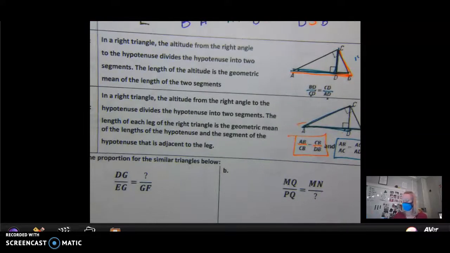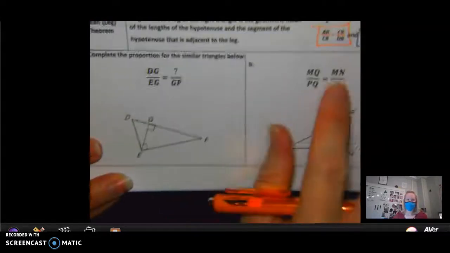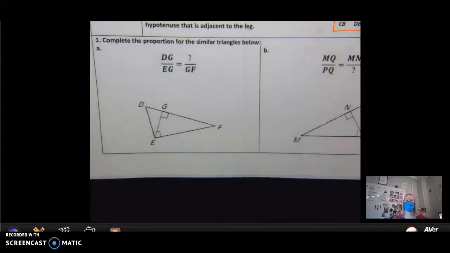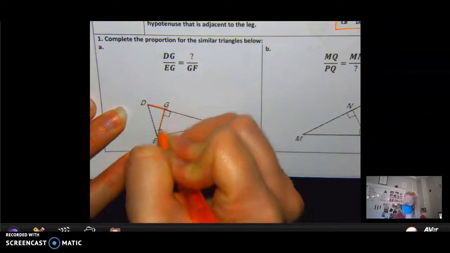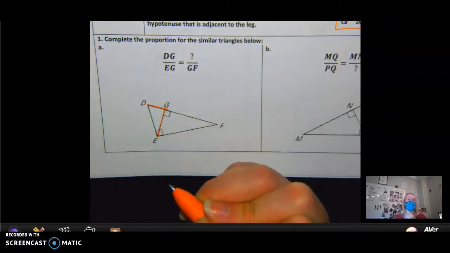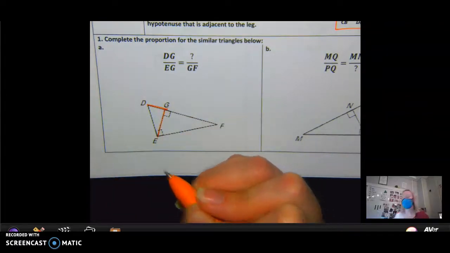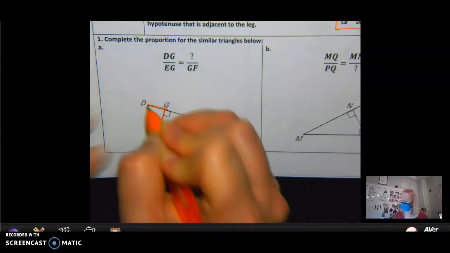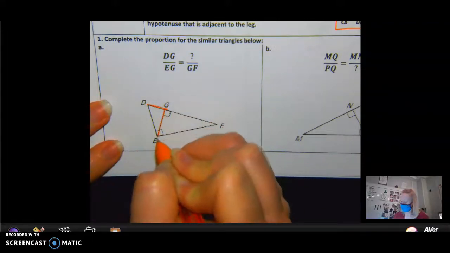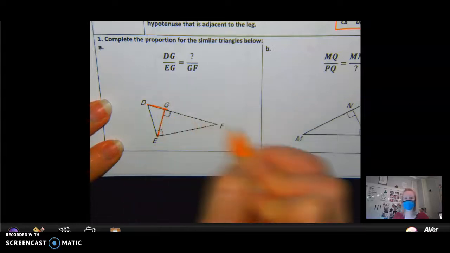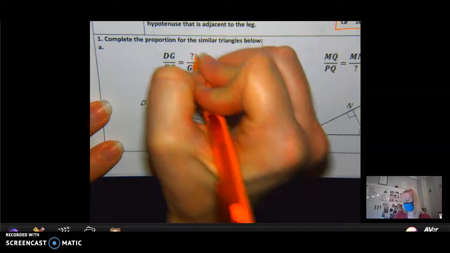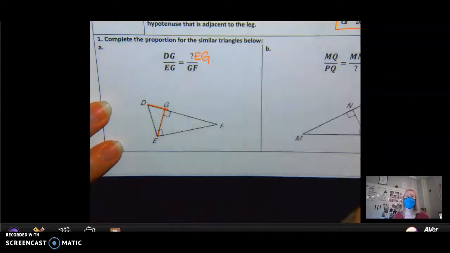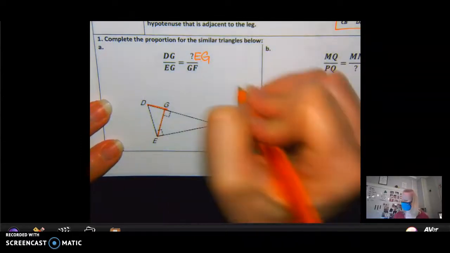Okay, so let's try this. Complete the proportion for the similar triangles below. DG over EG. On these, I find it easiest to draw it as I'm saying it. DG over EG is equal to something over GF. What would that something be? EG again. Is that my T or my check? This is a T.